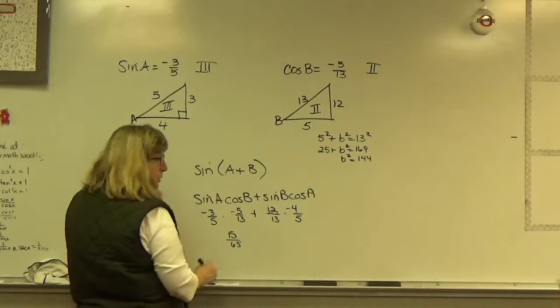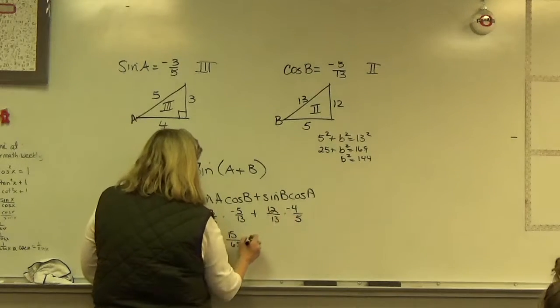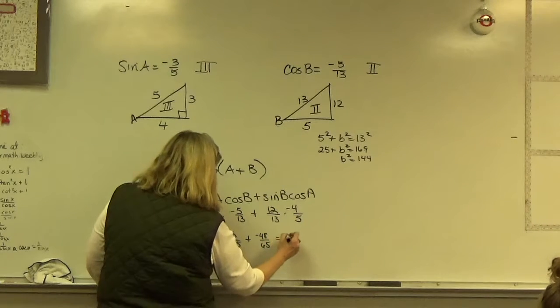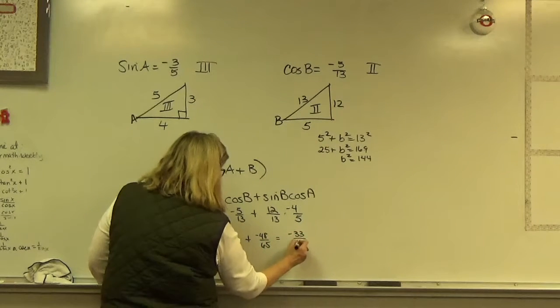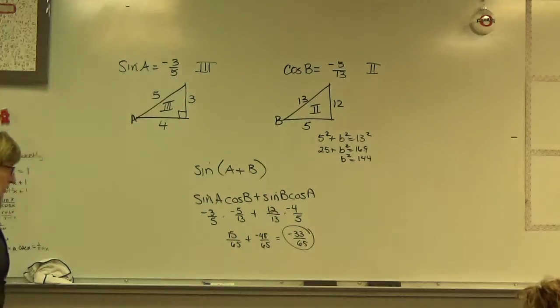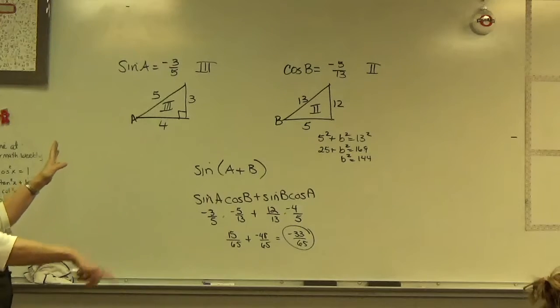I know we can simplify that, but it's not going to help us because we have to have a common denominator to add anyway. Over here we're going to get what? -48/65. So we get -33/65 for our answer. Everybody concur? So that's what we practiced yesterday. And that's what you guys missed out on.